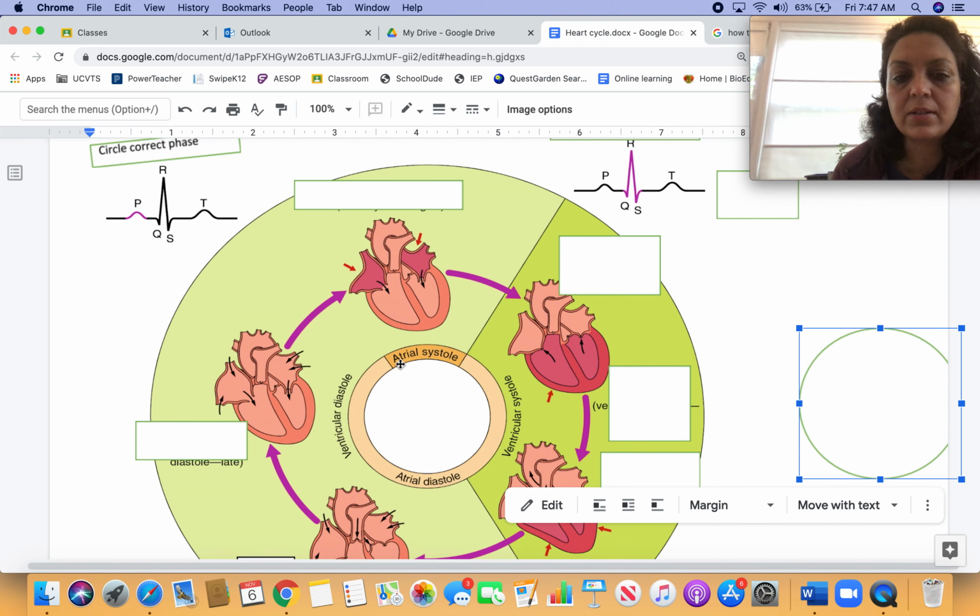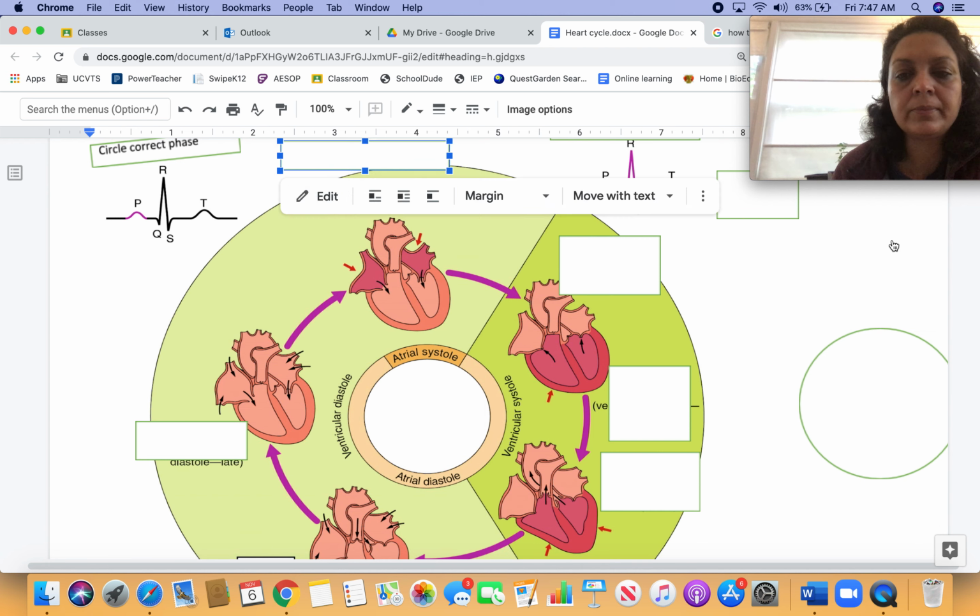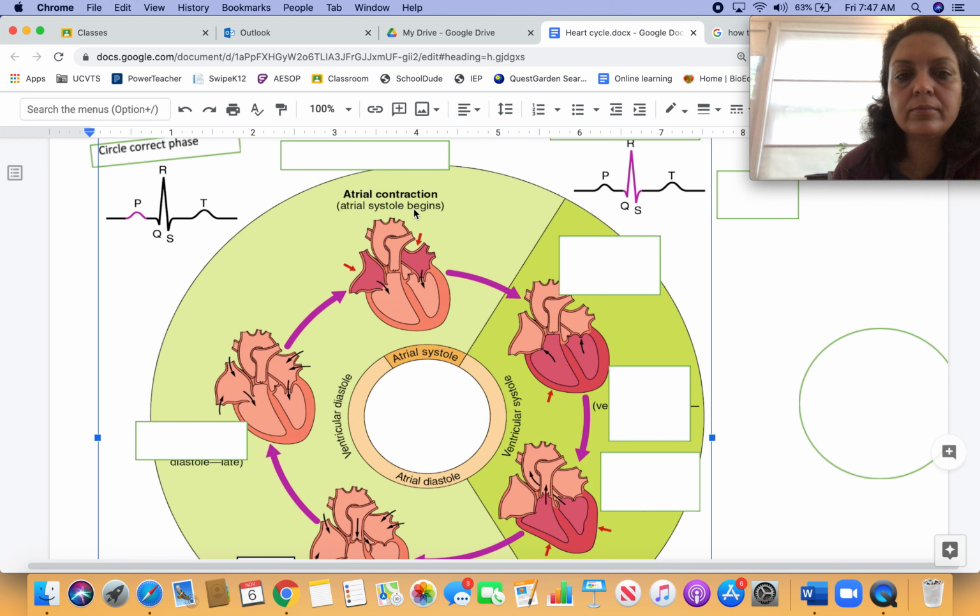So the atrial systole, if you're looking at the ECG, it is starting right after the 25 millisecond point for the P wave, right before that. Okay, so at that point, what happens? Atrial contraction, atrial systole begins. That means all the blood that was coming through the vena cavas is pushed into the ventricles. So the valves open and the ventricles are receiving all the blood.